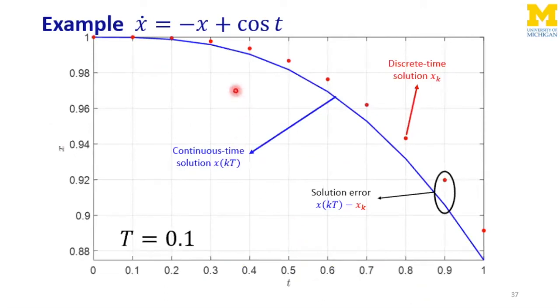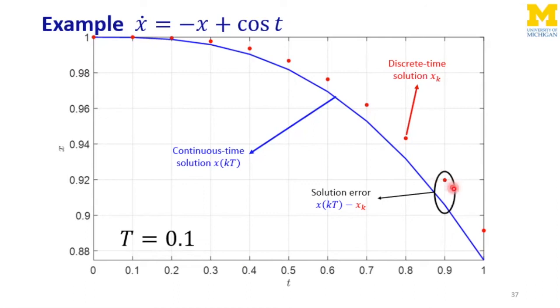And we can look at these solutions for some values of T. So let's start with T equals 0.1. We start with the initial condition x(0) equals 1 for both the discrete time system and the continuous time system. The continuous time system is shown here by the blue trace. It's the exact solution that I showed you in the previous slide. And the red dots show the discrete time solution that we obtained with the discrete time system.